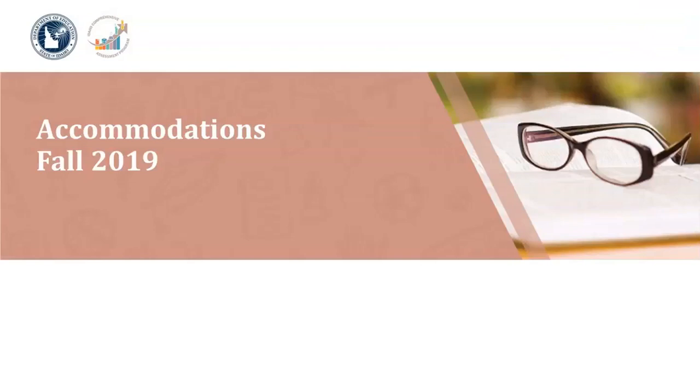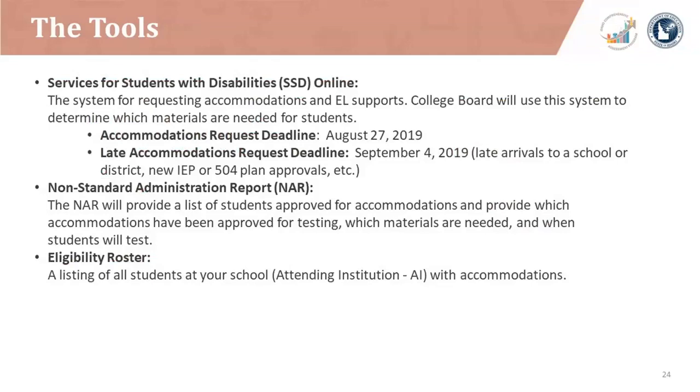So let's talk some about accommodations for fall 2019. Some terminology to remember: services for students with disabilities, or SSD Online; the Non-Standard Administration Report, or NAR; the eligibility roster. Each of these has a definition on this page. Please note that the accommodations request deadline is August 27th, 2019, and the late accommodation request deadline is September 4th, 2019, and that would include late arrivals to a school or district, or if the student has a new IEP or 504 plan.